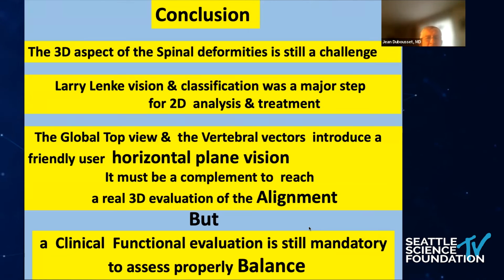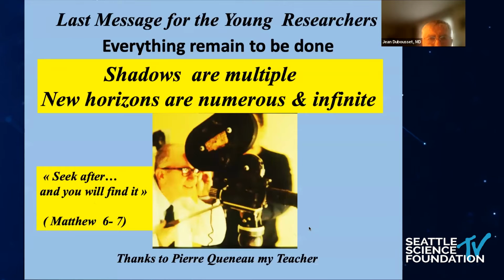Conclusion. You see that the 3D aspect of the spinal deformity is still a challenge. Larry Lenke vision and classification was a major step for the 2D analysis and treatment. The global top view and the vertebral vector introduce a friendlier horizontal plane vision. It must be complement to reach a real 3D evaluation of the alignment. But remember always that the clinical functional evaluation is still mandatory to assess properly the balance.